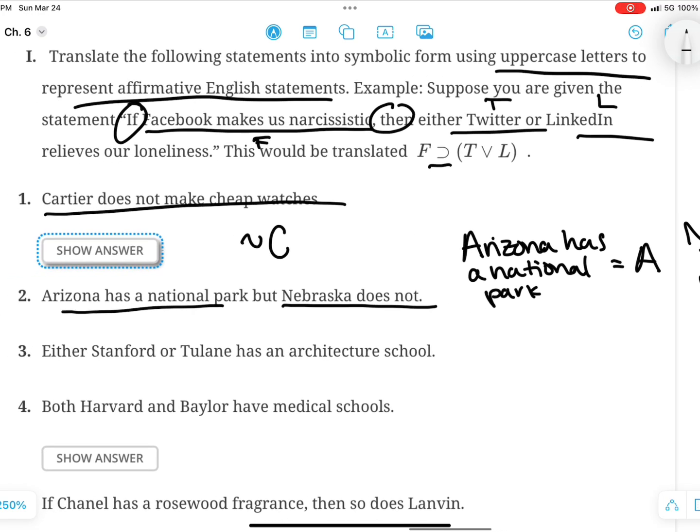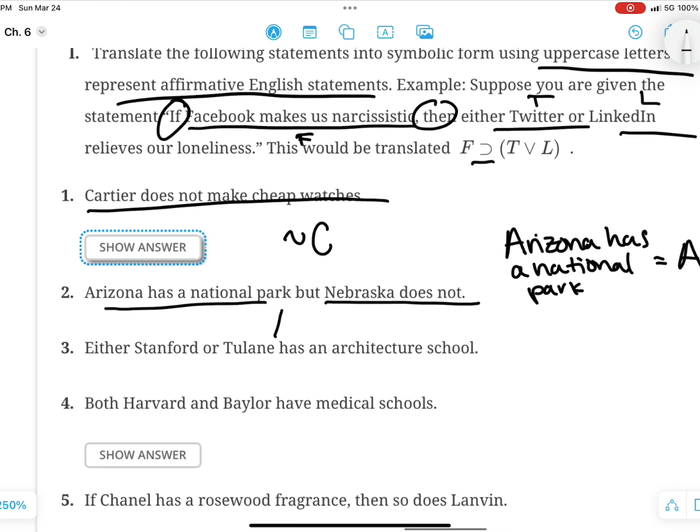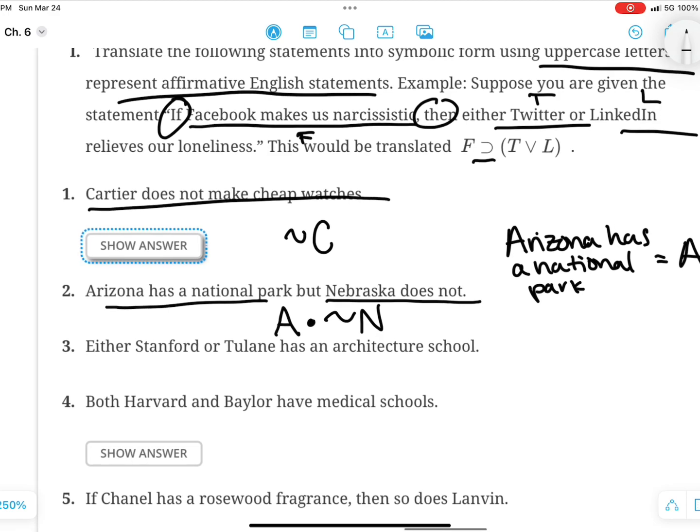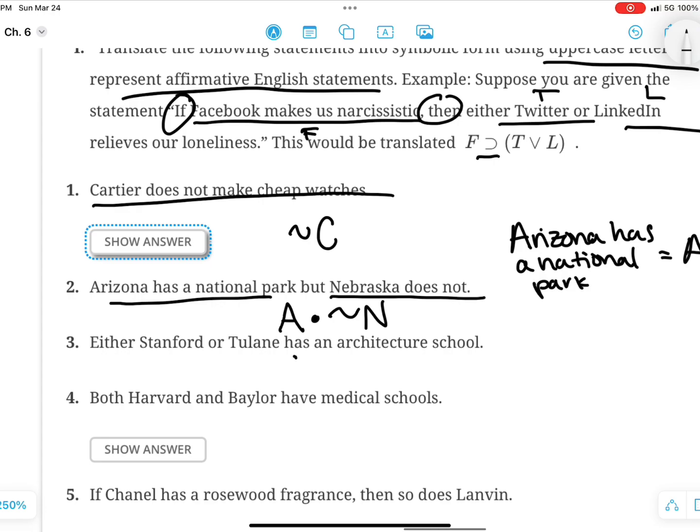So how would the original sentence be symbolized? Well, Arizona has a national park, but Nebraska does not. So A and not N. Notice that "but" here is translated as an "and," because the sentence is saying that both of those things are the case. Arizona has a national park, and it is not the case that Nebraska has one.